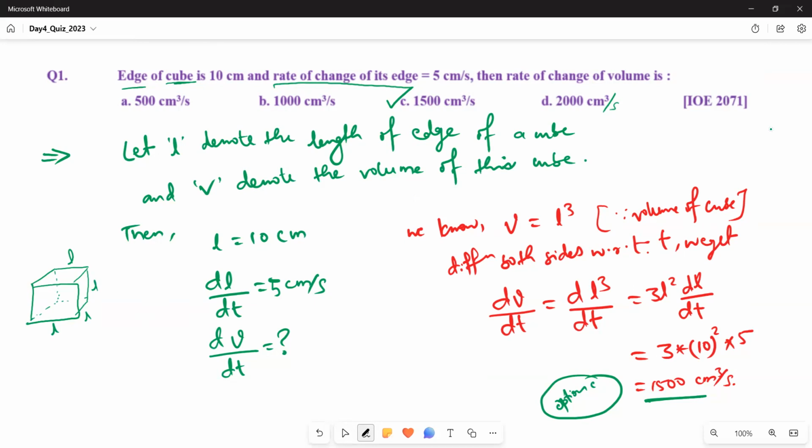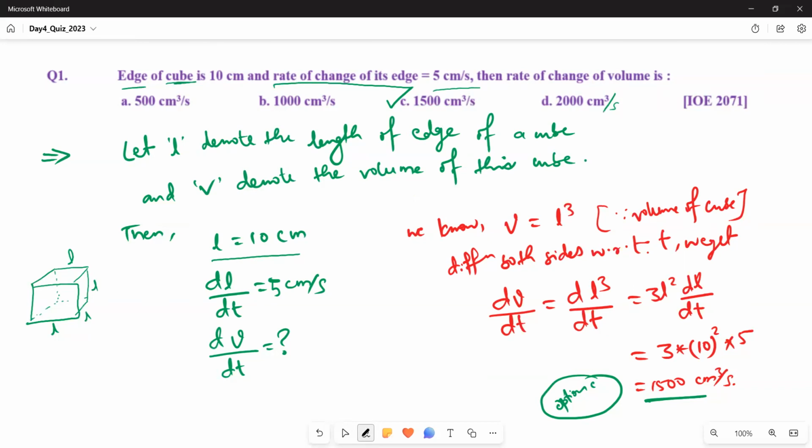So maybe let's discuss it formally. Let L be the length of the edge of the cube, and V denote the volume of this cube. As per the given information, we have the length of 10 centimeter at the beginning, and the rate of change of length is dl by dt, right? So dl by dt is given as 5 cm per second. That means length is either increasing or decreasing at 5 per second. It's not given whether it is increasing or decreasing, so of course it's positive.